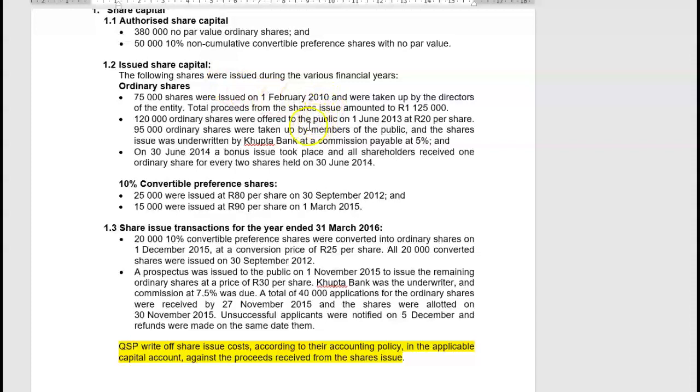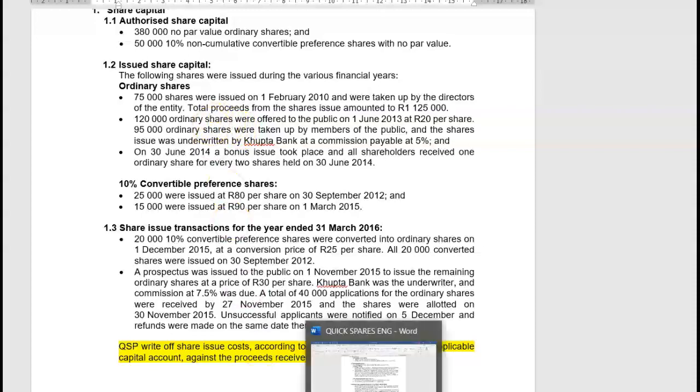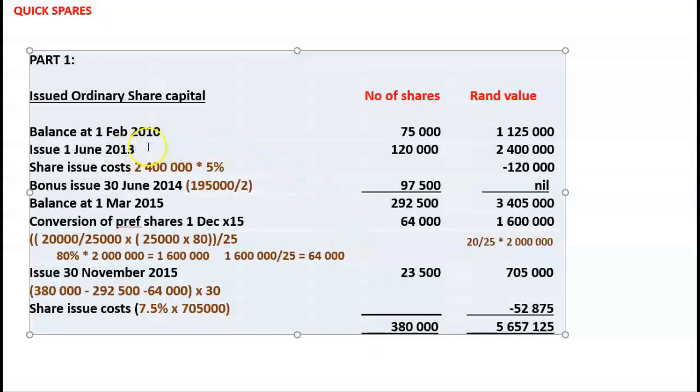Good. So there was an underwriters' commission of 5%. 5% of the value of the shares that was issued. So 120,000 shares at 20 Rand a share is 2.4 million, and the share issue cost, the underwriters' commission of 5%, would have been offset against the proceeds, but not against the 2.4 million, just against the share capital account, but as a separate line item.